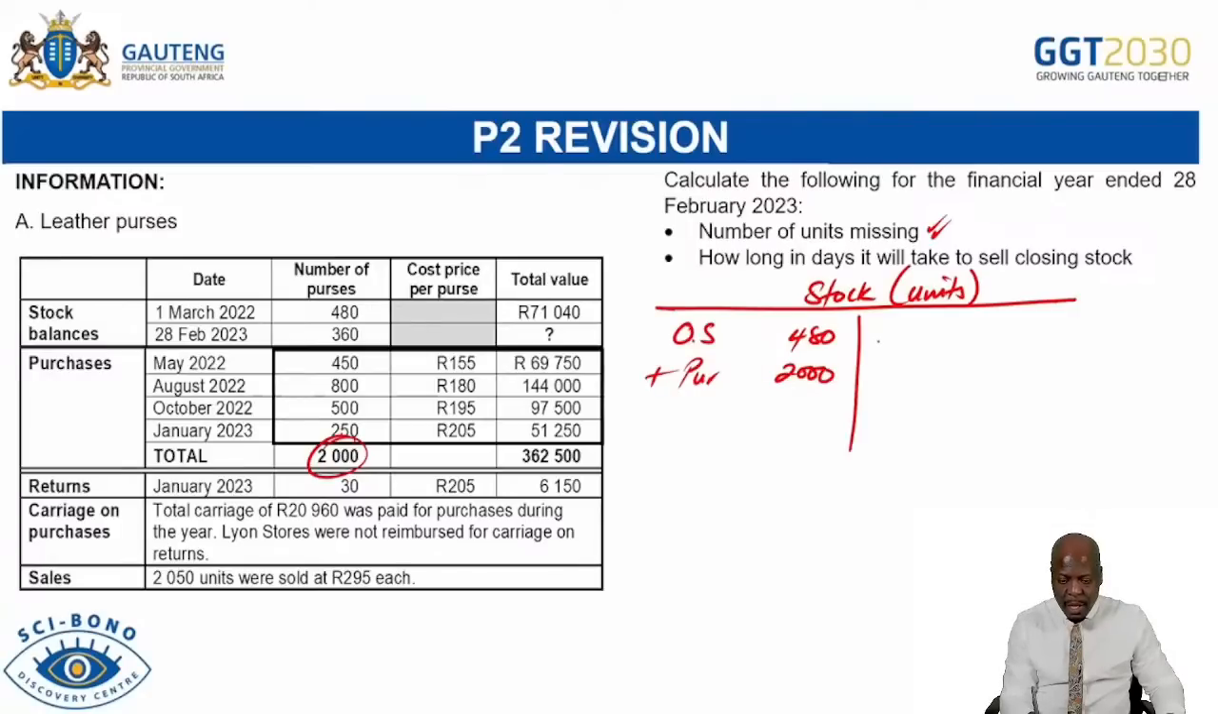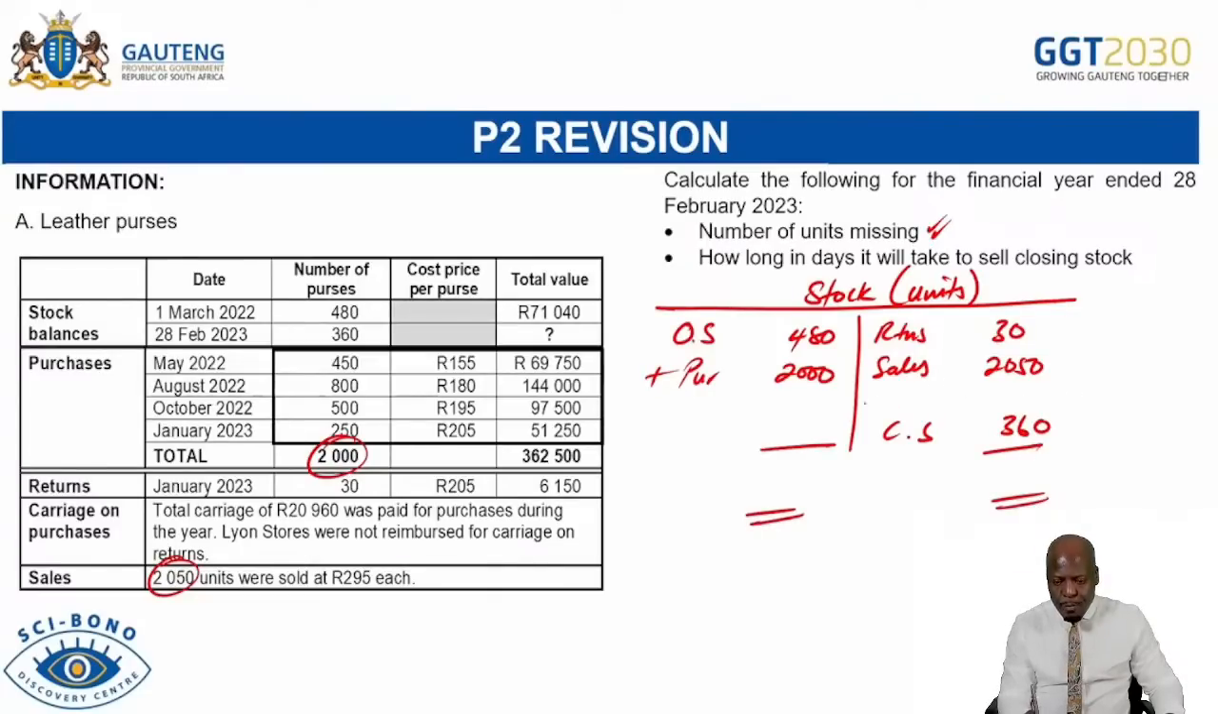2,000. And then you can say minus returns. How many units were returned? 30. And then minus sales. How many units were sold? 2,050. And then closing stock. How many units was closing stock? 360. Then you close off your ledger account. Then your missing will come here. This is where you end up with your missing units.